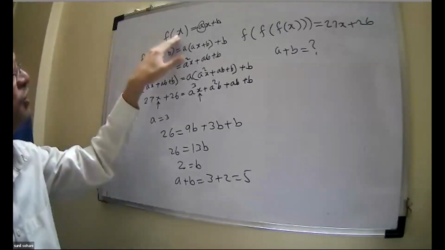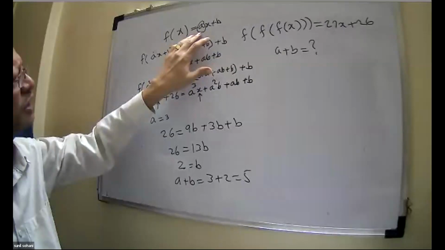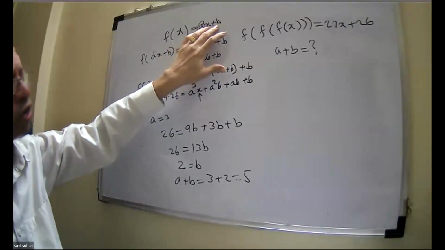Yeah, I don't understand what is the constant, the b. B is a constant in the function. Hmm. A and b are constants. You can say a is the coefficient of x, b is a constant. Okay.